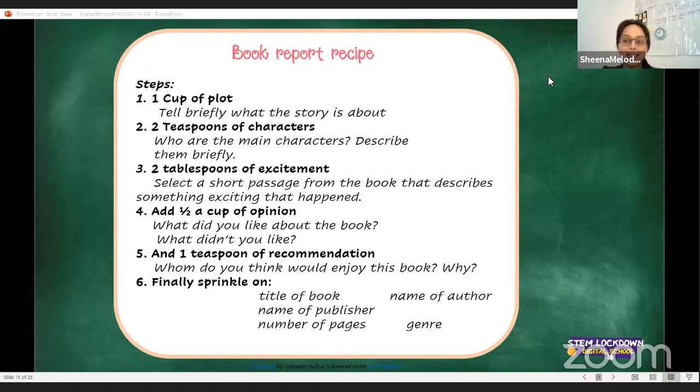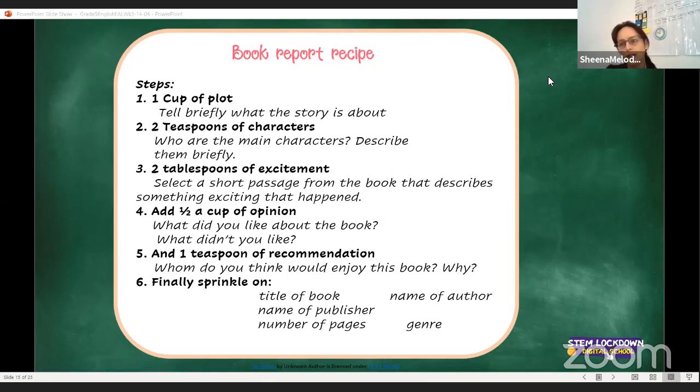Half a cup of opinion. That is what you think. So if you went and you read the book, what do you think? Do you like it? You don't like it? Remember, if you don't like a book, or if you like a book, you need to say why. And not just, it's boring, or I don't know. It needs to be a bit more detail.